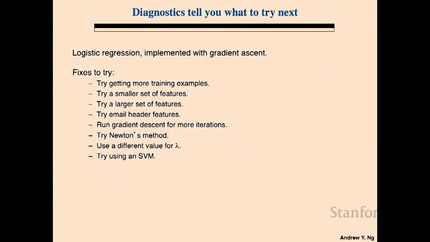So let's work through this example. For each of the four bullets here, each of the first four ideas fixes either a high variance or high bias problem. Right? So let's go through them. For the first one, do you think it helps you fix high bias or high variance?